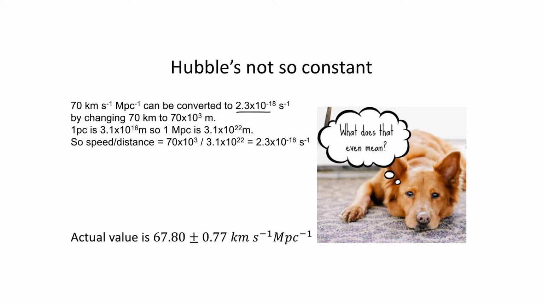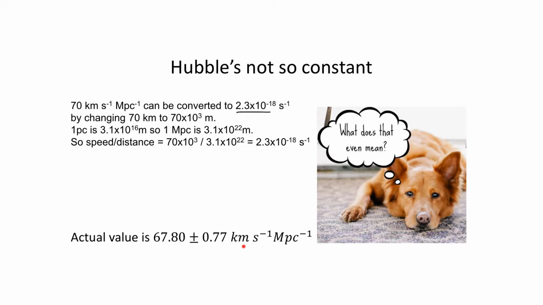So all we do is speed divided by distance. Our speed or velocity is 70 times 10 to the 3, and that's then divided by, because it's a per megaparsec, 3.1 times 10 to the 22. The metres will cancel through, leaving s to the minus 1 as the unit, and that gives us 2.3 times 10 to the minus 18 per second. So that's Hubble's constant.